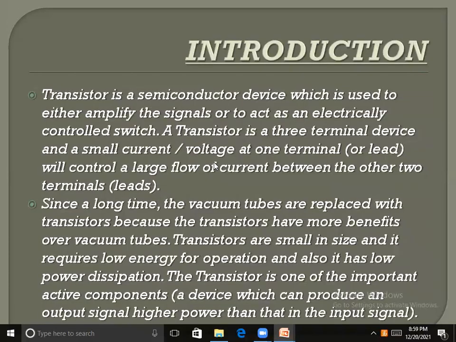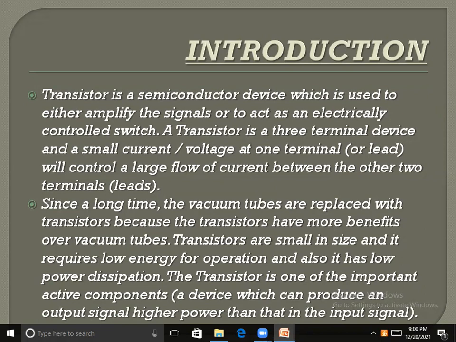Let's begin. Introduction. What is a transistor? A transistor is a semiconductor device which is used to either amplify the signals or to act as an electrically controlled switch. A transistor is a three-terminal device and a small current or voltage at one terminal will control a large flow of current between the other two terminals.